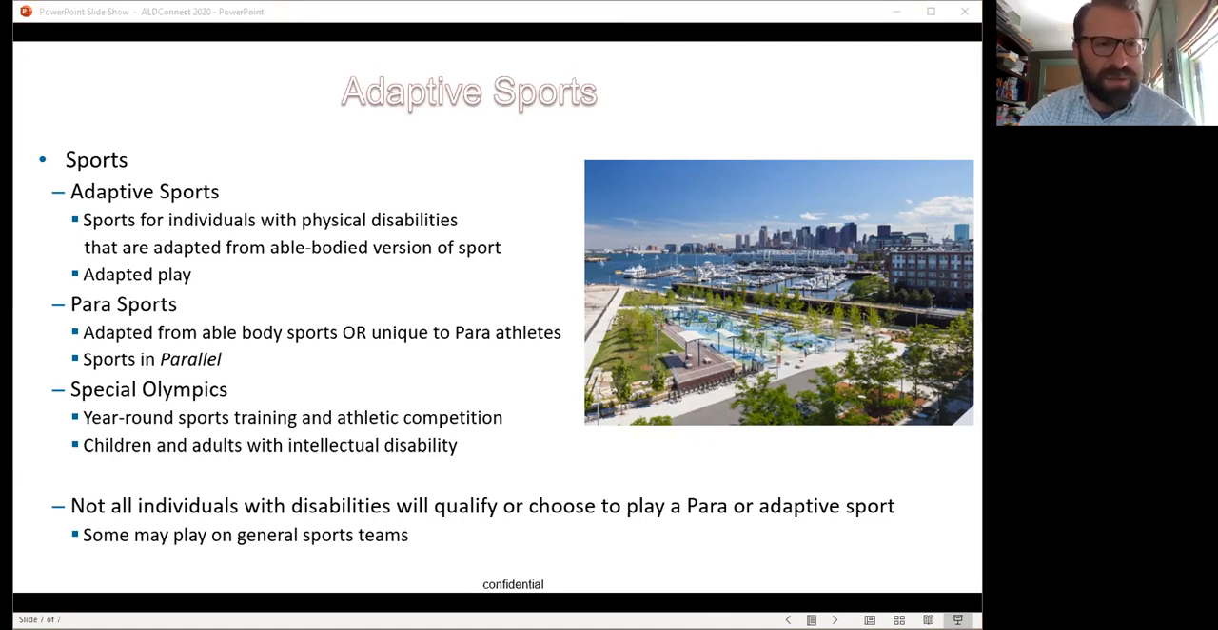There's just a few things that are out there. So adaptive sports are for individuals with any sort of disability, adapted from able-bodied sports. There's the Paralympics, parasports, adapted from able-bodied sports, or they may be unique to Paralympics. Paralympics comes from parallel. And then there is the Special Olympics, which doesn't quite apply here, but is more for children and adults with intellectual disability. A good place to look and see what's out there.